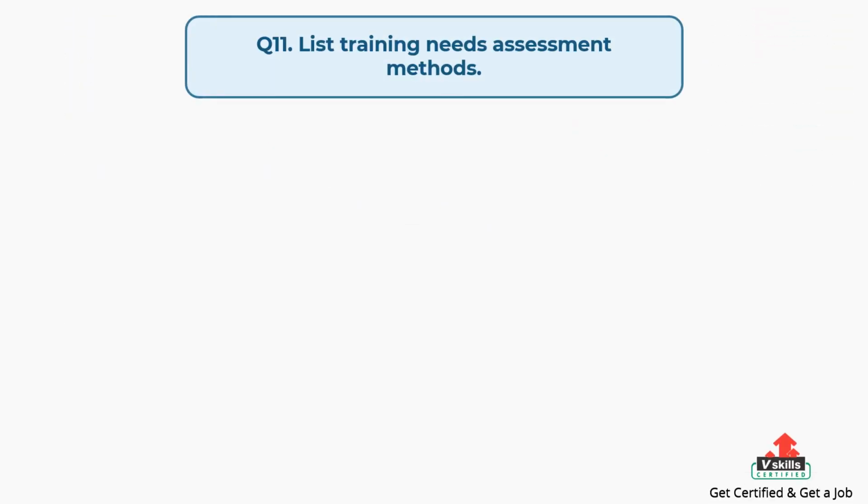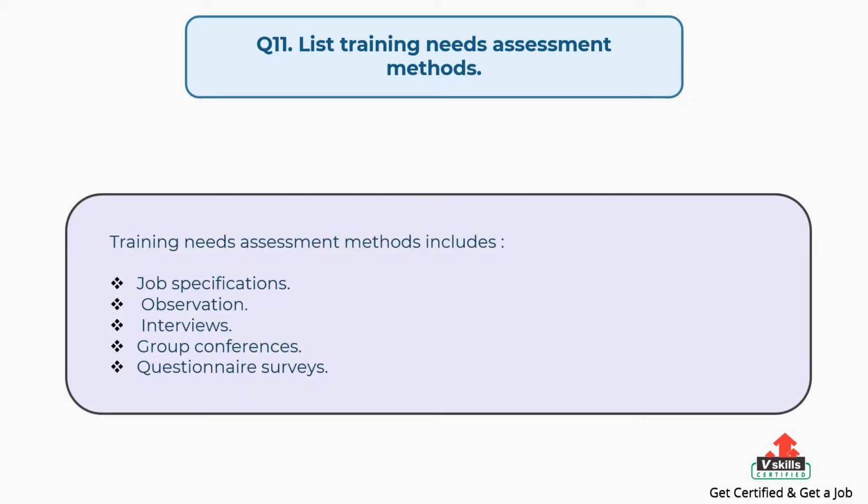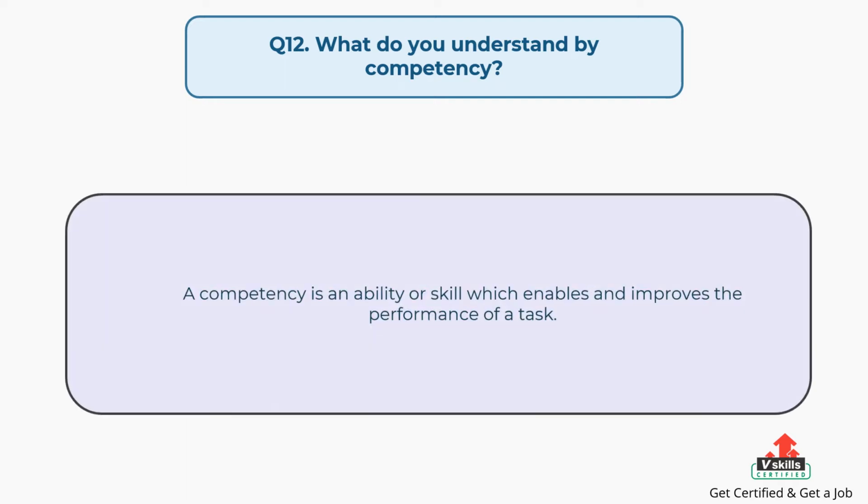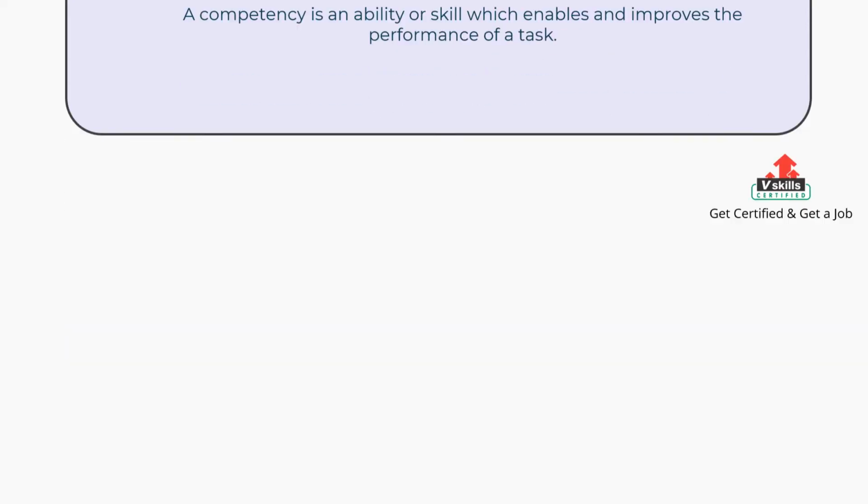Question number 11. List training needs assessment methods. The answer is, training needs assessment methods include: 1. Job specifications. 2. Observation. 3. Interviews. 4. Group conferences. 5. Questionnaire surveys. Question number 12. What do you understand by competency? The answer is, a competency is an ability or skill which enables and improves the performance of a task.